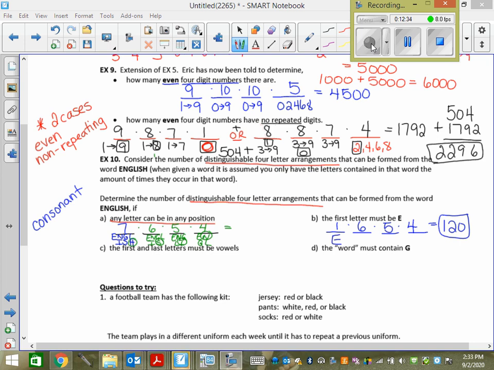Letters other than A, E, I, O, U. You guys know what vowels are, you just don't know what the word is called for a consonant. Okay? So sometimes consonant comes up, there's 21 of them. And then vowels, there's 5.